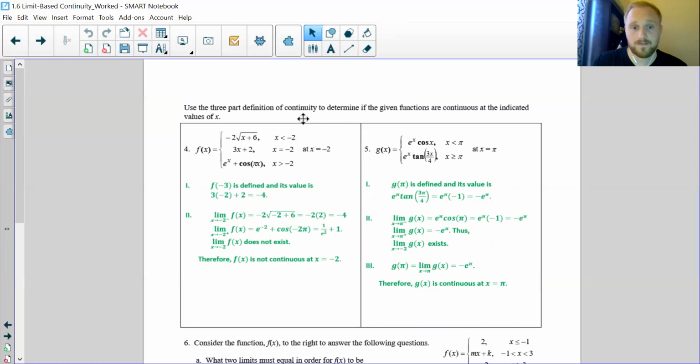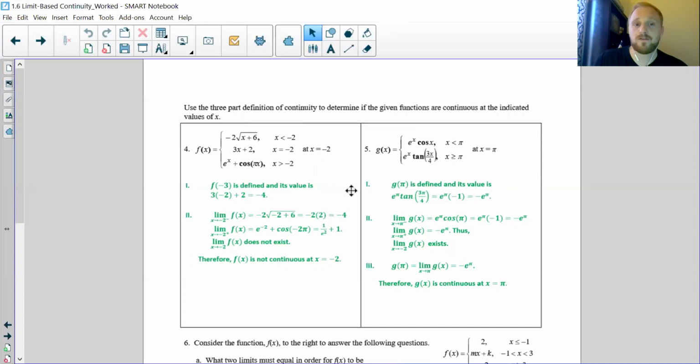So it's defined. Now the question is, from the limit from the left, that's values that are less than -2, if we plug -2 in there, will it equal -4? Let's check. So if we plug -2 into here, 6 minus 2 is 4. The square root of 4 is 2. 2 times -2 is -4.